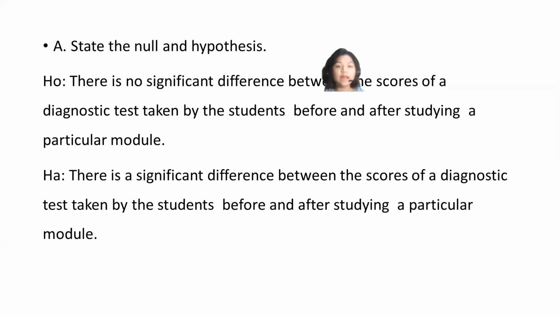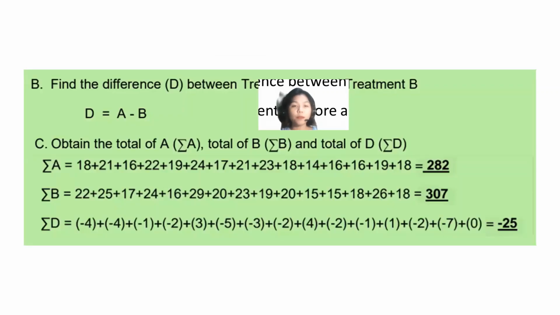So, for the null hypothesis, there is no significant difference between the scores of a diagnostic test taken by the learners or the students before and after studying a particular module. Even if they study before and after, the scores are the same. The second, or alternative hypothesis, says that there is a significant difference between the scores of a diagnostic test taken by the students before and after studying a particular module.